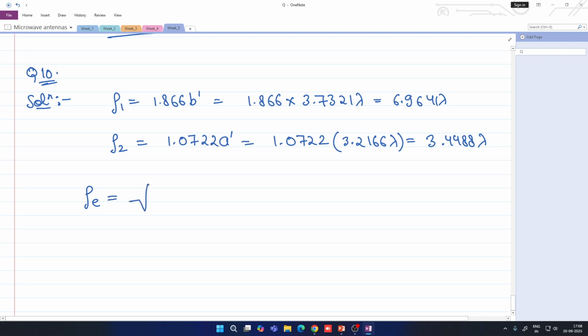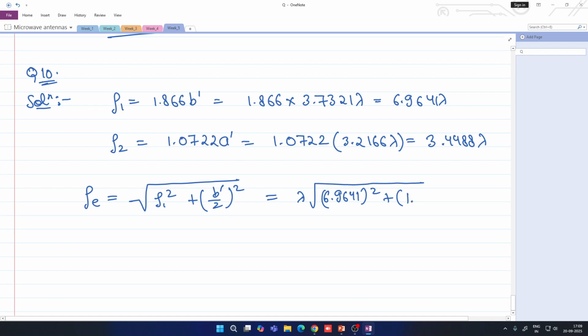So rho E is given by this formula for a horn antenna: under root rho 1 square plus b prime by 2 whole square, which comes out to be, so lambda we will take out, as rho 1 is 6.9641 whole square plus b prime by 2 comes out to be 1.866 whole square, and when we solve this rho E comes out to be 7.2098 times lambda.